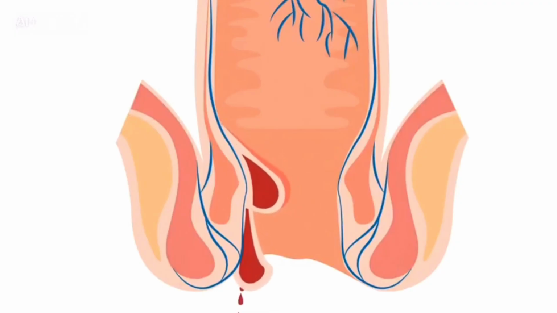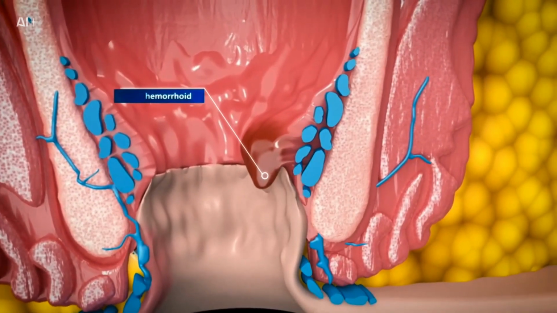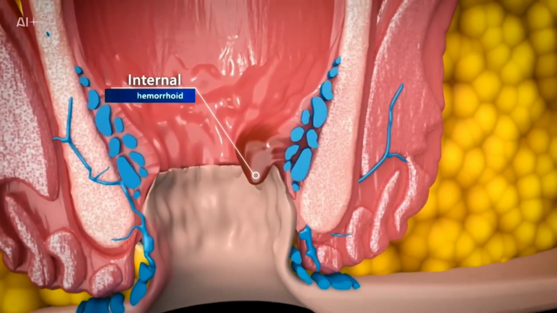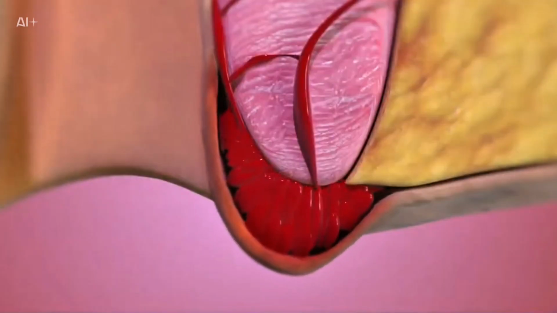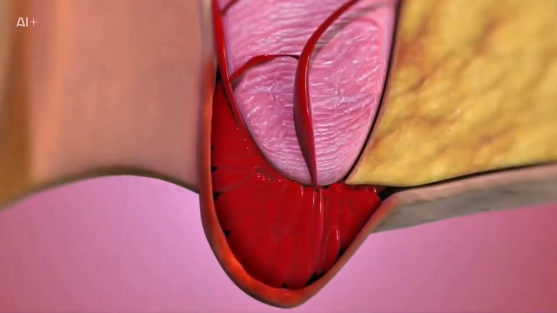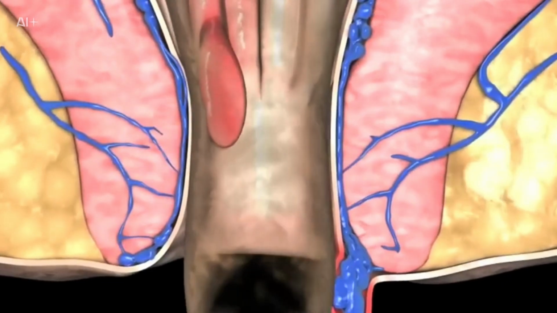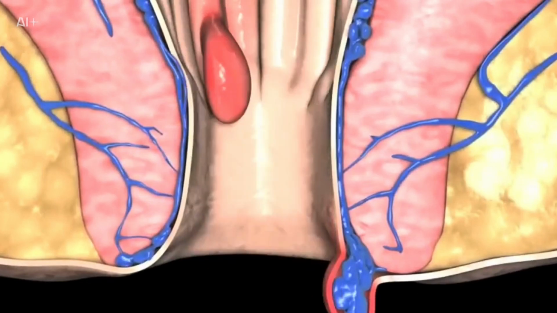We have two types of hemorrhoids: internal hemorrhoids, which occur inside the anus, and external hemorrhoids, which appear as an inflamed mass of tissue outside the anus. Doctors classify hemorrhoids into 4 grades.